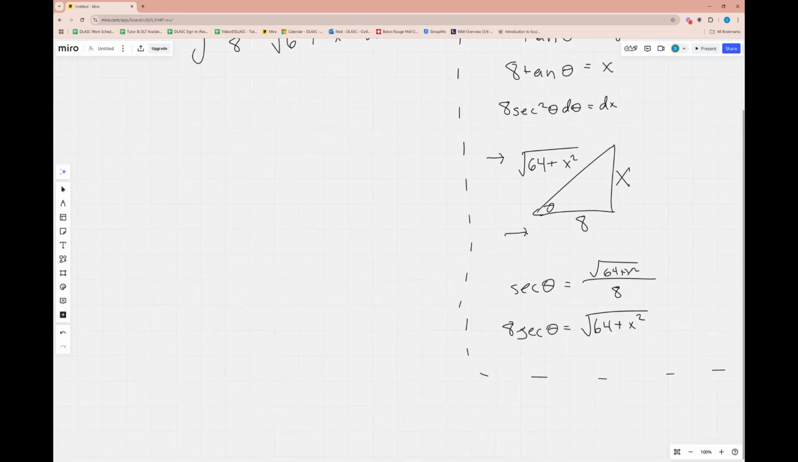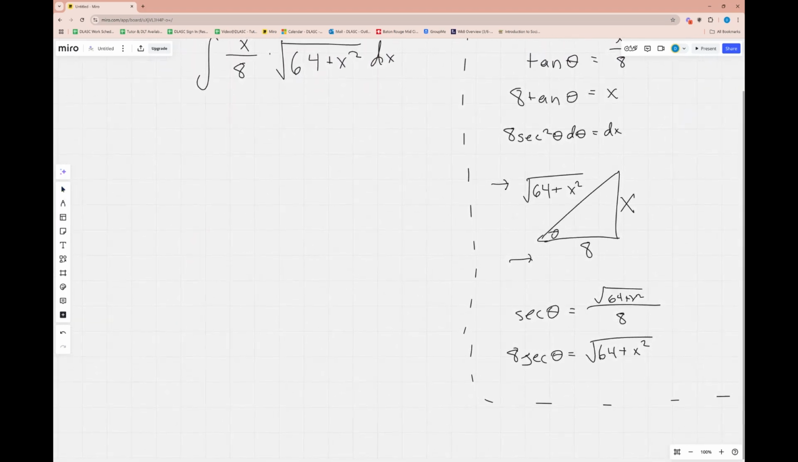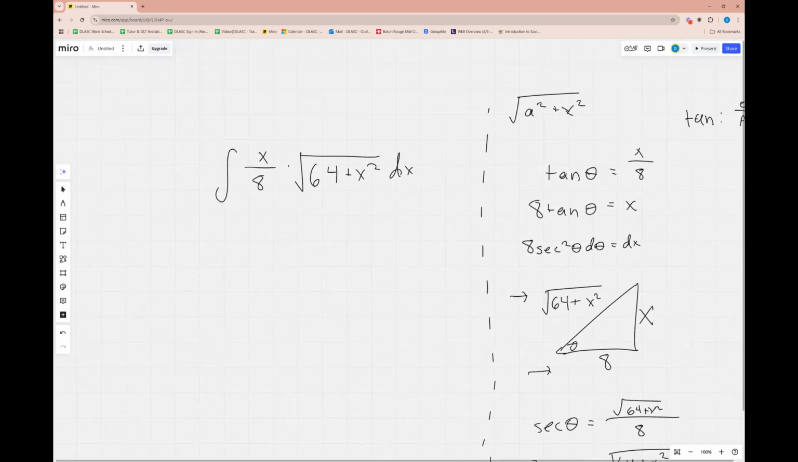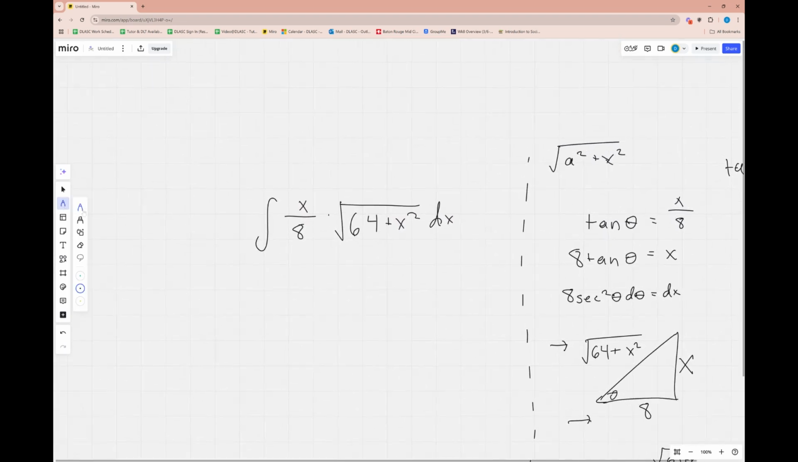So now that I've got that, I'm going to substitute everything back in. This is going to be the integral of, x is going to be 8 tangent theta. That 8 is going to cancel, so this is going to end up being tangent theta times, that was 8 secant theta, and then dx is going to be secant squared theta d theta.